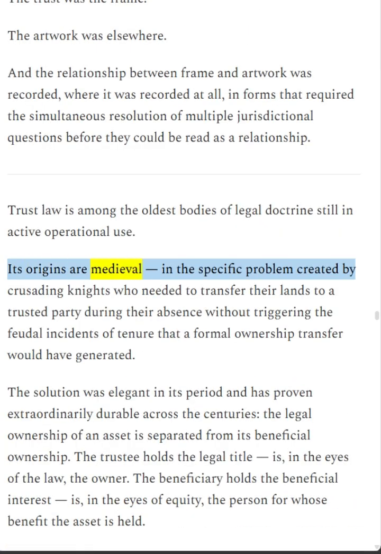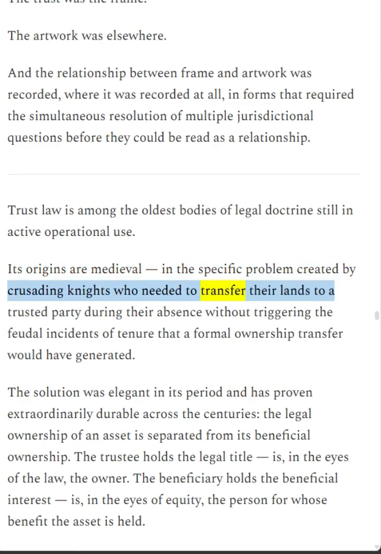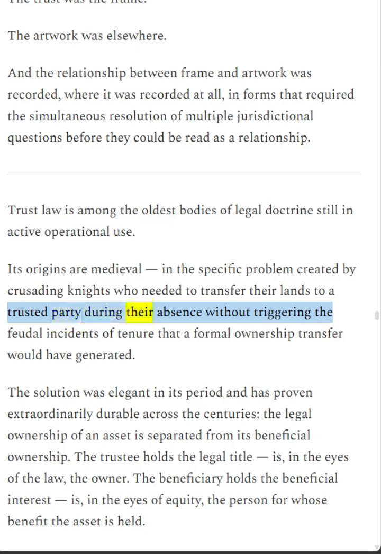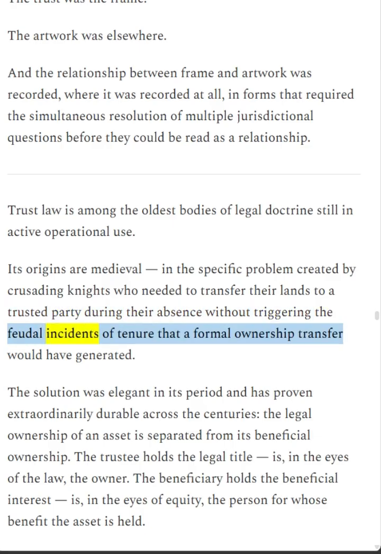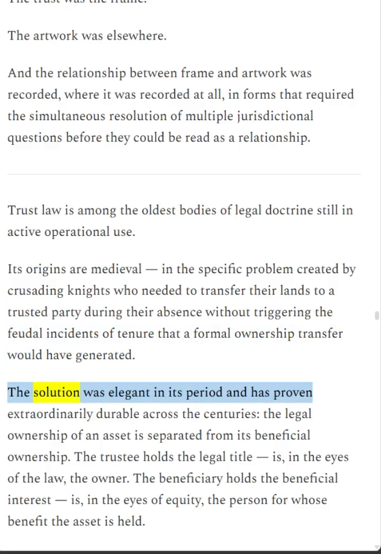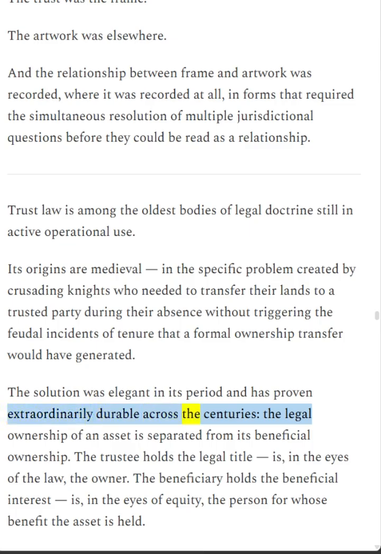Its origins are medieval, in the specific problem created by crusading knights who needed to transfer their lands to a trusted party during their absence without triggering the feudal incidents of tenure that a formal ownership transfer would have generated. The solution was elegant in its period and has proven extraordinarily durable across the centuries.